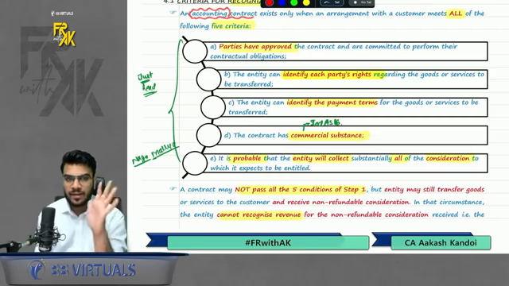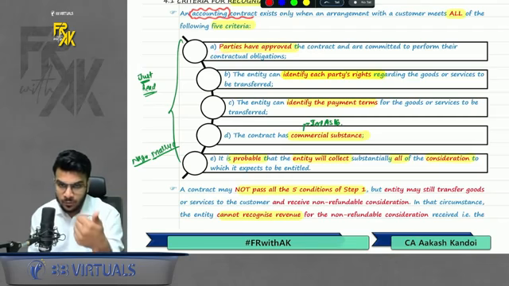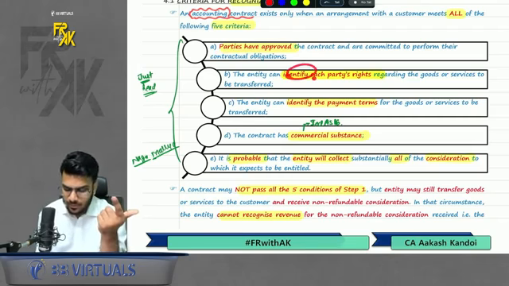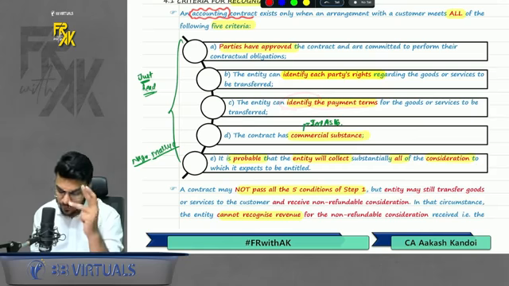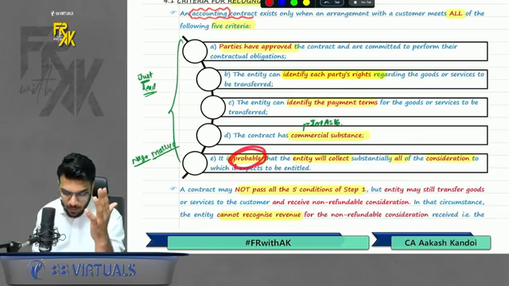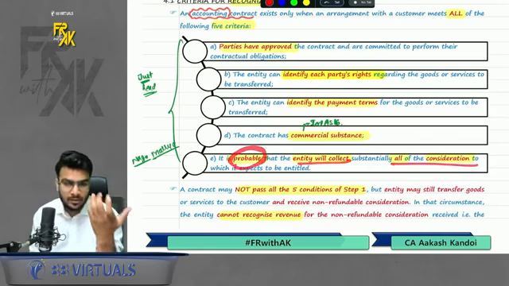Okay, so what are the 5 conditions? First, parties must have approved the contract. Second, identify each party's rights and obligations. Third, identify the payment terms. Fourth, it must have commercial substance. And fifth, there should be probability that you will be able to collect all of the consideration.